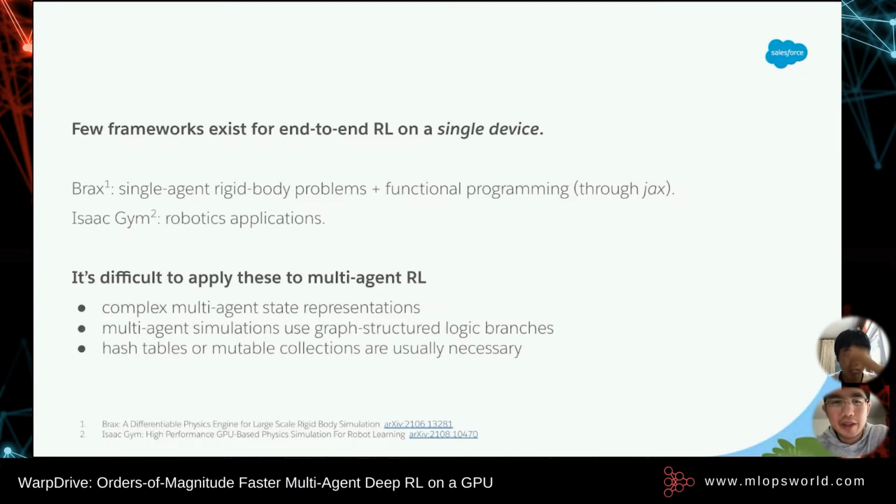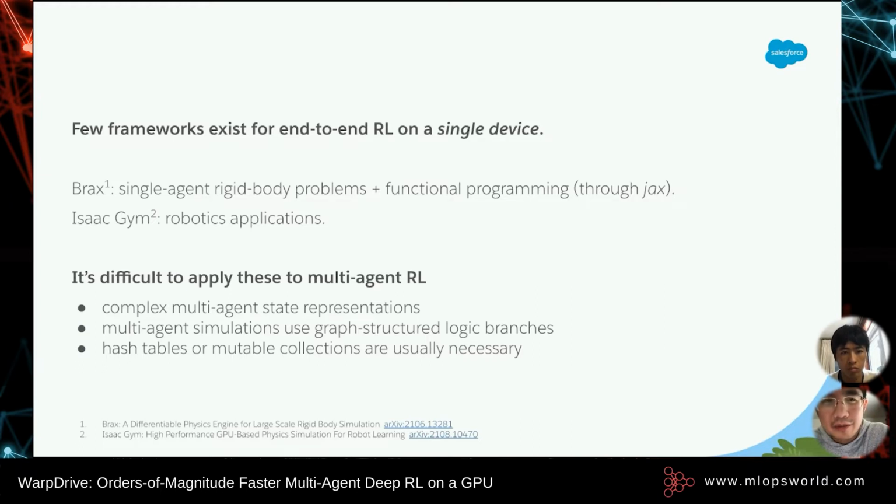If you look out there at the landscape of reinforcement learning software, there are actually few frameworks that do end-to-end reinforcement learning on a single device. There are two examples. Brax, which is made by Google, is a single agent, rigid body problem focused framework. They use functional programming based on JAX. And then there's also Isaac Gym, which is made by NVIDIA, which focuses a lot on robotics applications. Again, that's really focused on a single agent case.